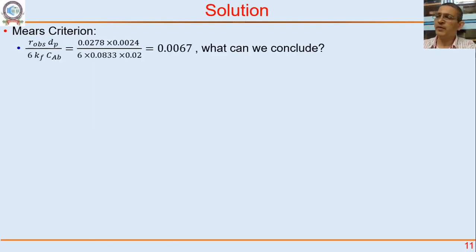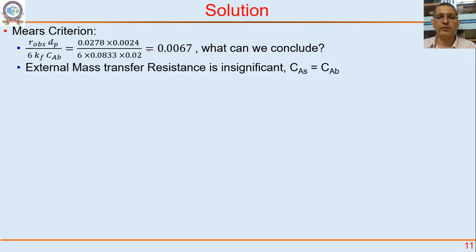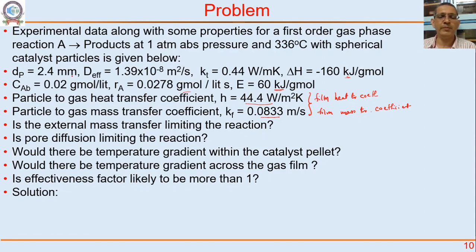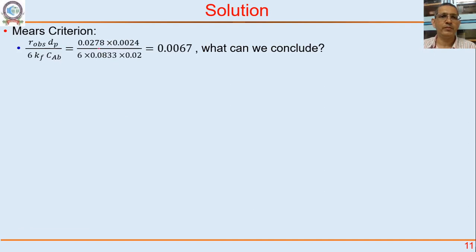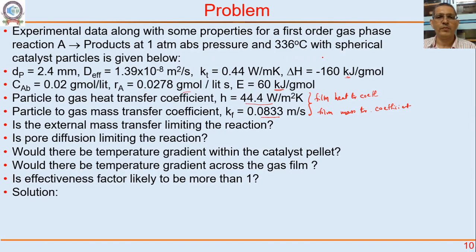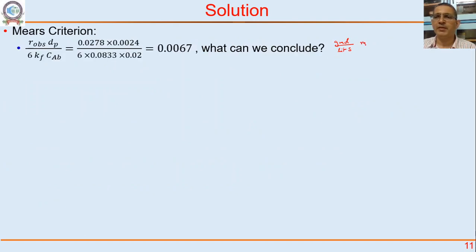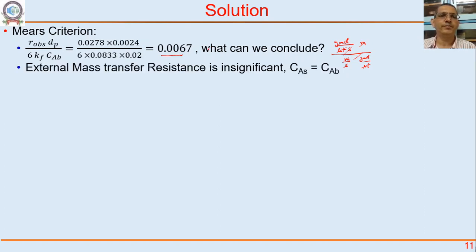Mears' criteria, what does it tell you? R observed dP divided by 6 KF CAB. R observed 0.0278, take care of units. dP is 2.4 millimeter. Let me write units here for you. R observed gram mole per liter per second, diameter in meters, 6, mass transfer coefficient meter per second. Obviously 6 has no units, we don't have to write. CA bulk gram mole per liter. Then all these things will cancel out, so it's dimensionless. So take care. 0.0067. What do you conclude? External mass transfer is not limiting. External mass transfer resistance is insignificant, which means C at the surface is the same as C at the bulk.